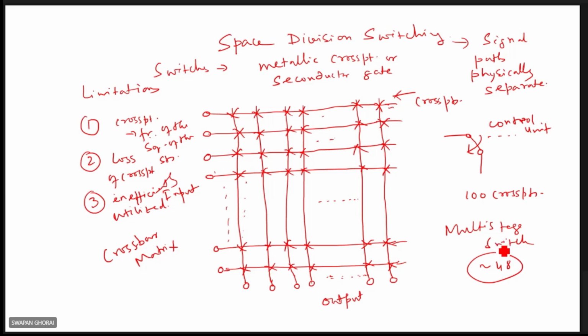It may be blocking, but the crossbar matrix is non-blocking. Here all the paths are available. A path is always available to connect an input to an output, because of this matrix. But in a multi-stage switch, even if the lines are free and not busy, you will still not be able to connect a particular input line to a particular output line. So a blocking problem will be there in a multi-stage switch. But here it is non-blocking.